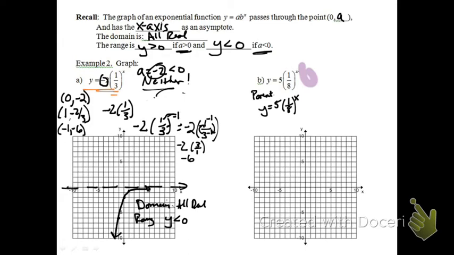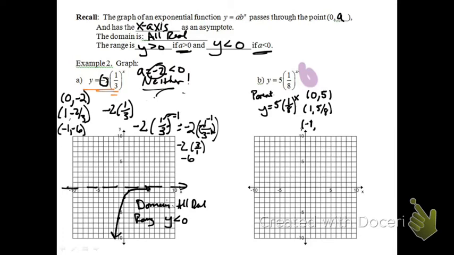Let's plug in a couple values here. If you plug in 0, you're going to get 1/8 to the 0, which is 1, and 1 times 5 is 5. So you can plot 0, 5. If you plug in 1, you're just going to have 1/8 to the first, which is an eighth, times 5 is 5/8. And then instead of plugging in 2, I'm going to plug in -1.